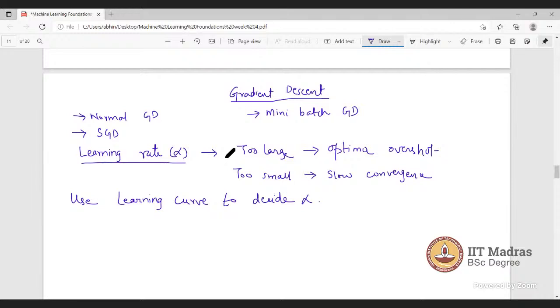If your learning rate is too large, what happens? You overshoot your optima. And if it is too small, the convergence is very, very slow. So how to decide alpha? We do that using a learning curve. The learning curve is also covered very extensively in week 1, so you can see that from the lecture. A learning curve is basically the curve between loss and the number of iterations.